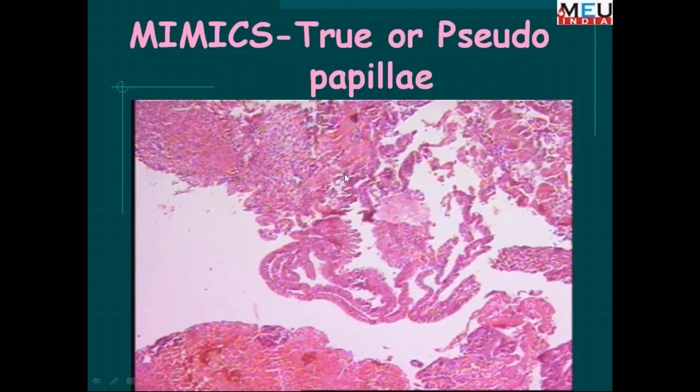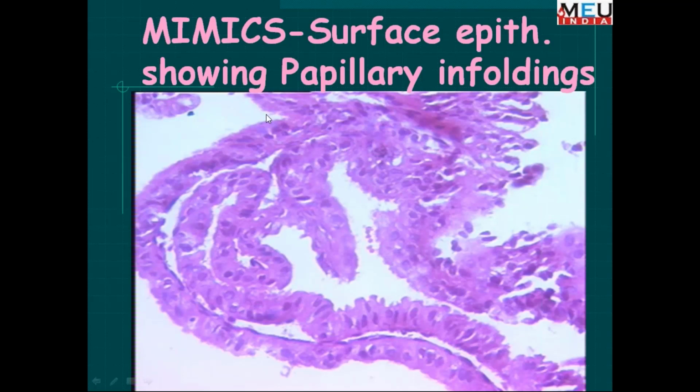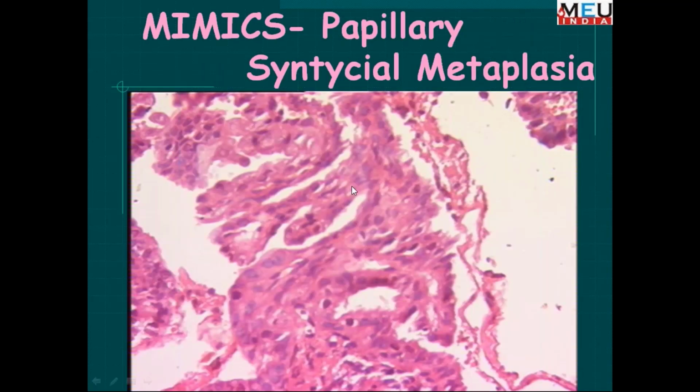Now, one feature which really troubles us is that sometimes we have to decide whether what we are seeing is true papillae or pseudopapillae. That is, whether there is a stalk in between or not, and they could be just surface epithelium with papillary enfoldings and not a true growth. So we have to be careful about these. And sometimes we also get papillary syncytial metaplasia, which mimics a carcinoma.